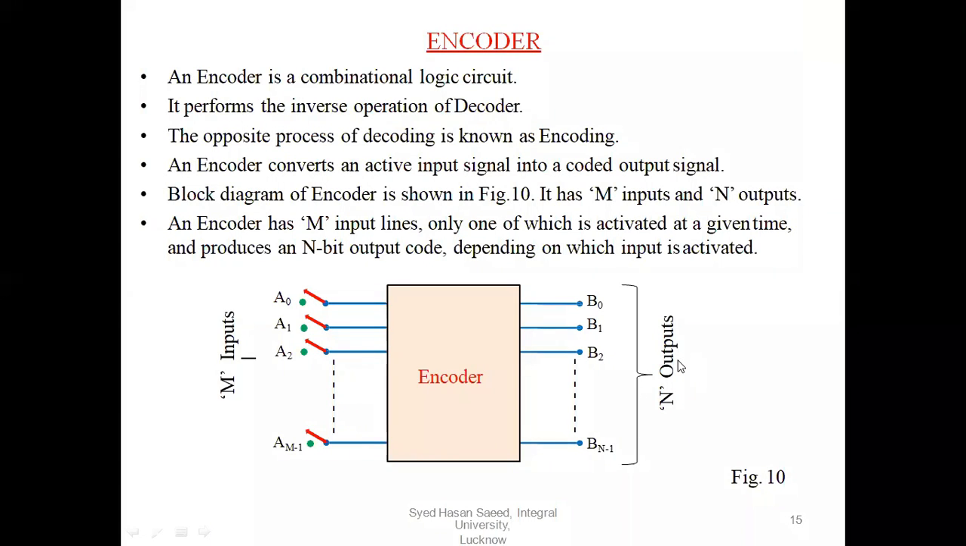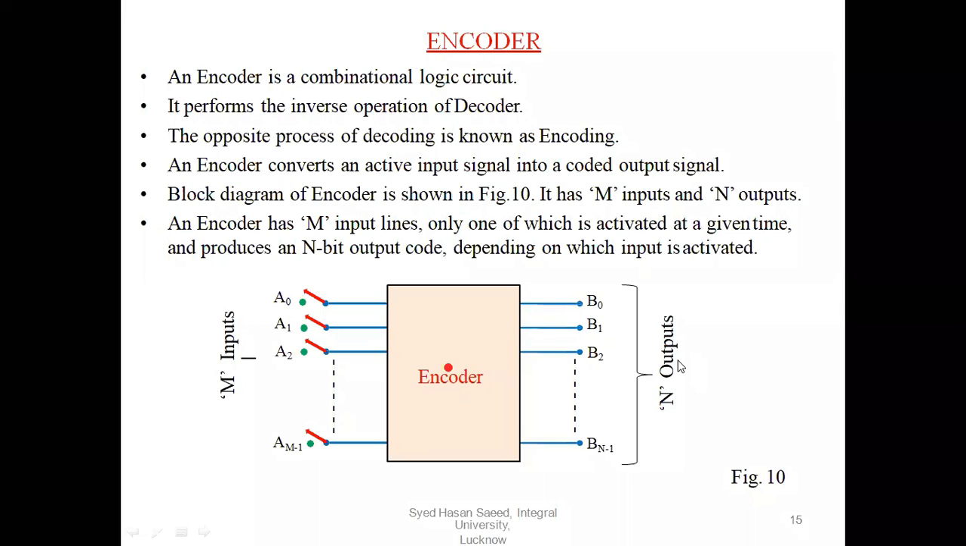So encoder is nothing but, it is a combinational logic circuit. It is the inverse operation of a decoder. So the inverse operation of a decoder is nothing but here we have to pass 2 power n inputs and it will produce only n outputs. That is the encoder concept.